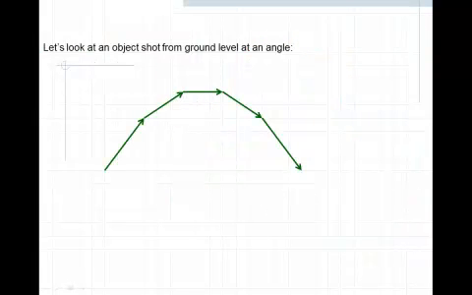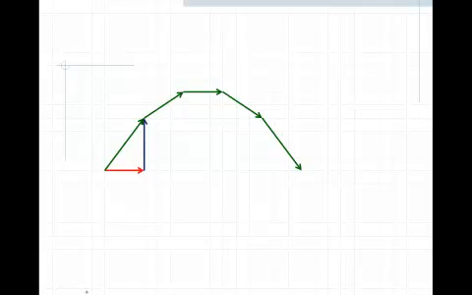All right, let's look at another example of two-dimensional motion. Let's look at an object that's shot from ground level at an angle. As the object goes through its flight, we can look at the horizontal and vertical components. In red, we've got the horizontal, and in blue, the vertical components. It's got initially some horizontal velocity and a vertical velocity that's upward.